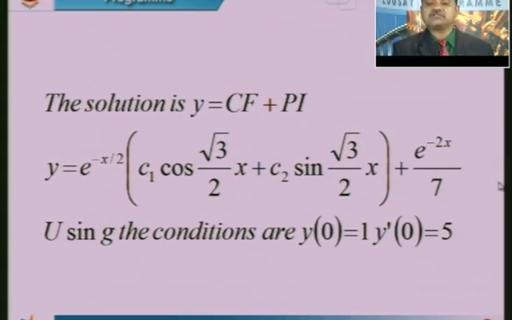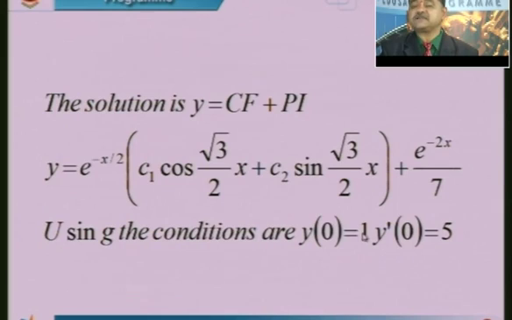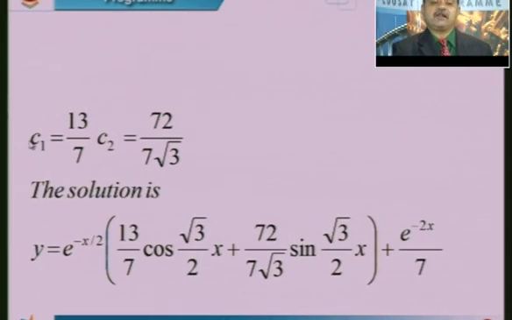Now in this solution I should use the conditions y of 0 is 1, y dash of 0 is 5. While differentiating, be careful, here you will get the product rule. This is also a function of x, this is also a function of x, product rule. So differentiate, write the equations using these conditions, cos 0 will become 1, sin 0 will become 0, you have y of 0 is 1, y dash of 0 is 5, using those conditions you will get the values of C1 and C2. Which gives the particular solution, in place of C1, C2 we write them.